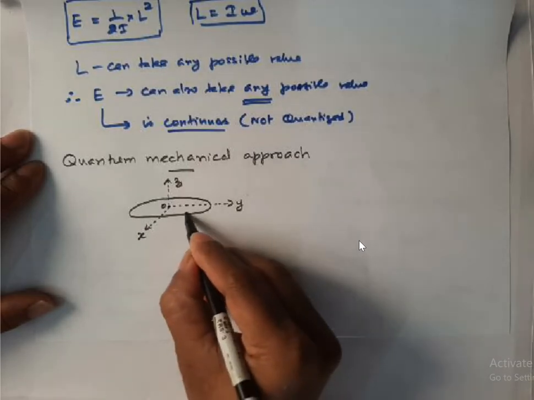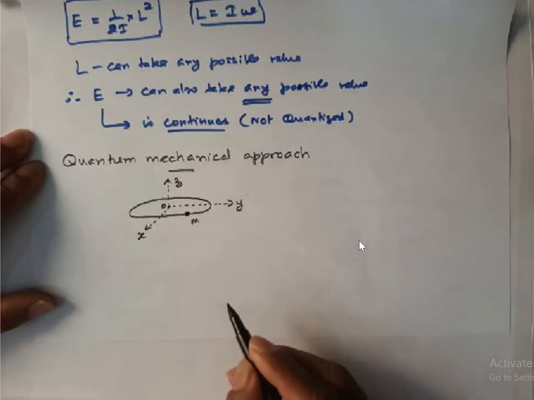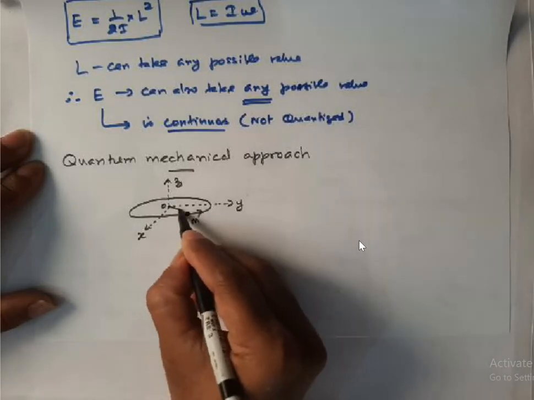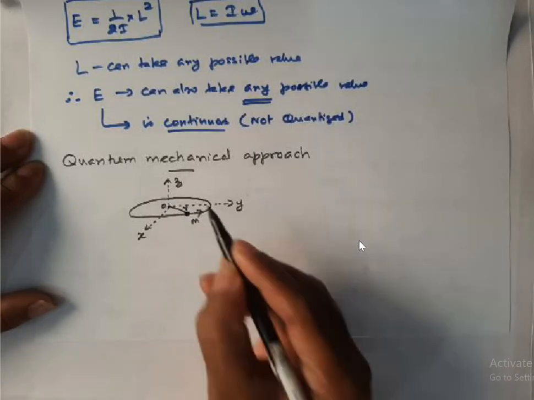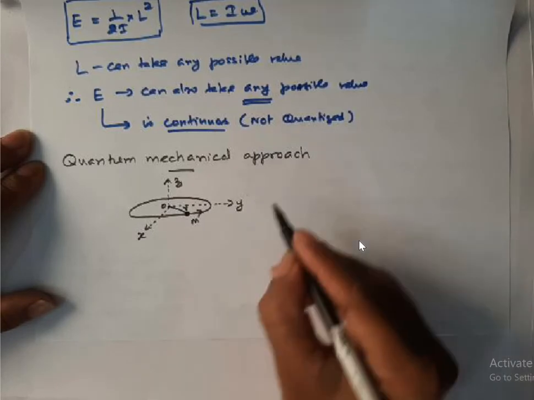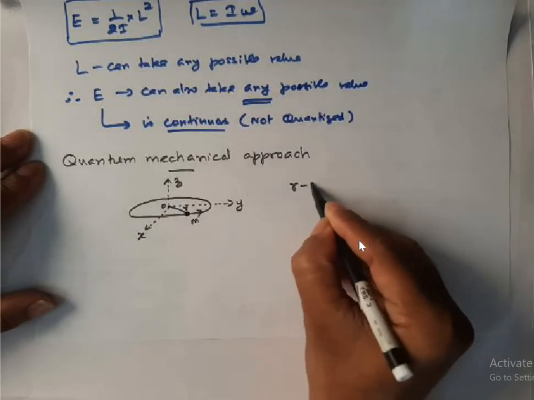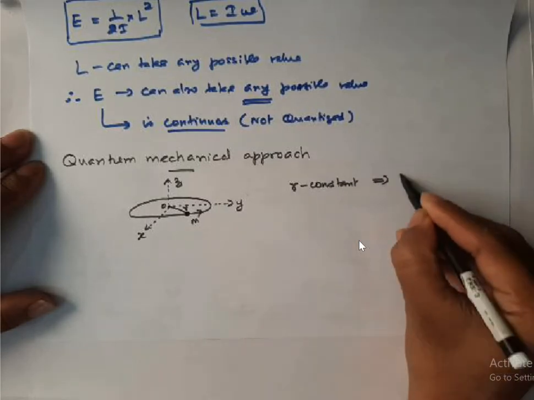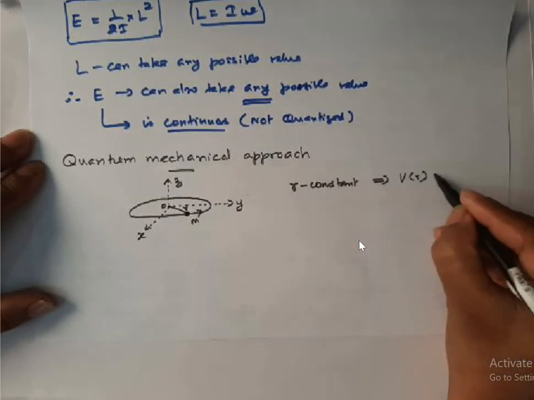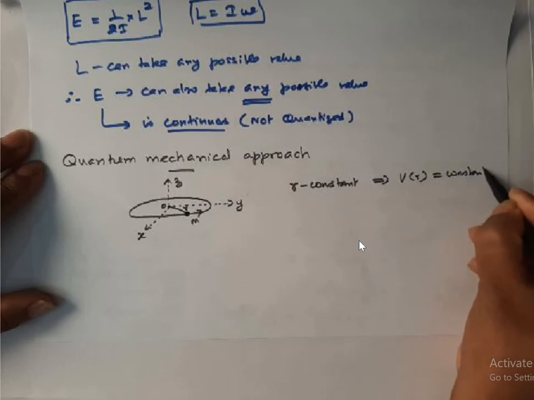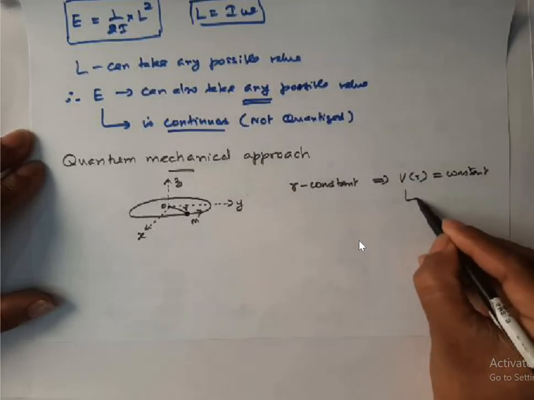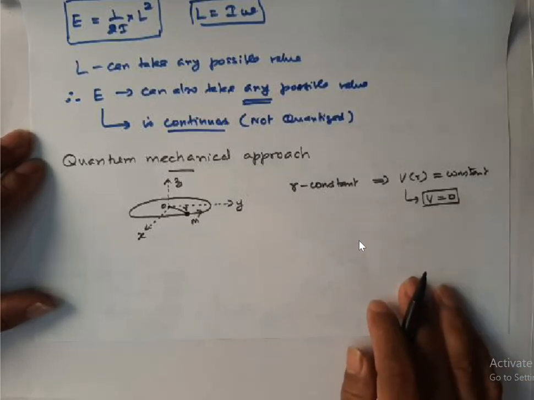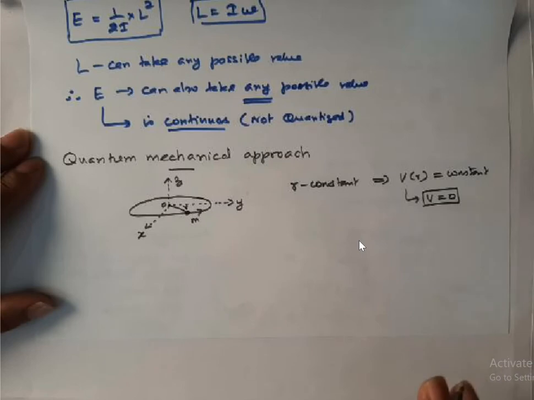Now let us assume a particle of mass m. It is moving on the ring with a constant radius. Here the radius is constant. This is r. So remember, r is constant. Therefore the potential energy, which depends on r, is also constant. For convenience we are going to assume that the potential energy is 0.